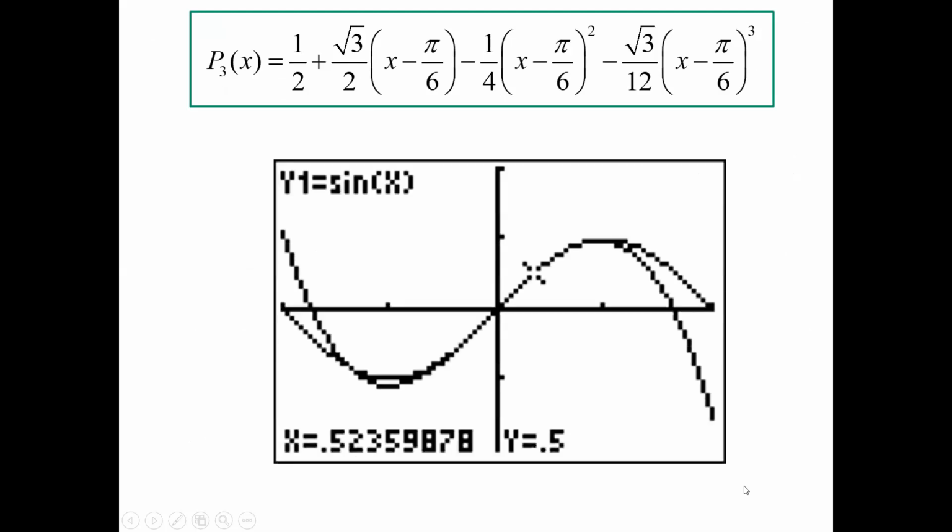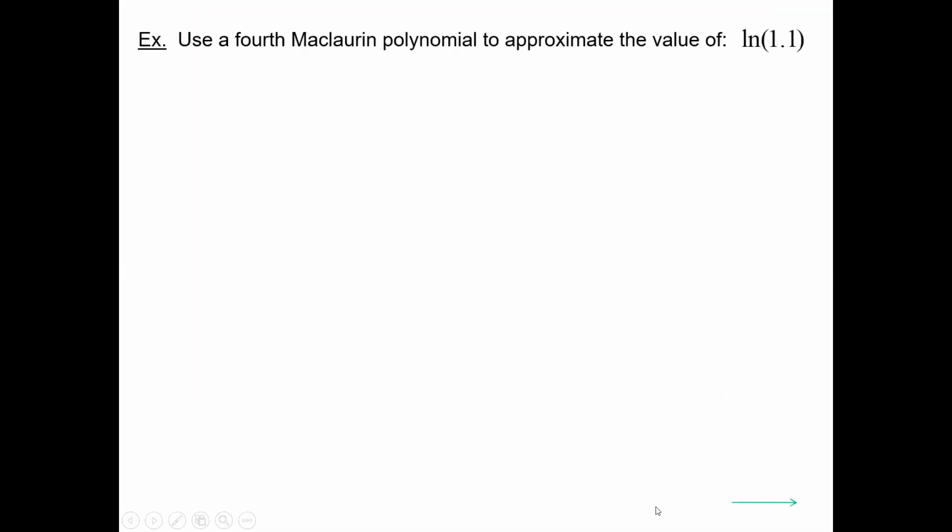And here's kind of a rough sketch of what this looks like. So remember, our sine curve goes through the origin just like this. And so our polynomial is the one below it. And you can see out until about right over here, it's a pretty good approximation for the actual sine function. Our polynomial is a pretty good approximation.